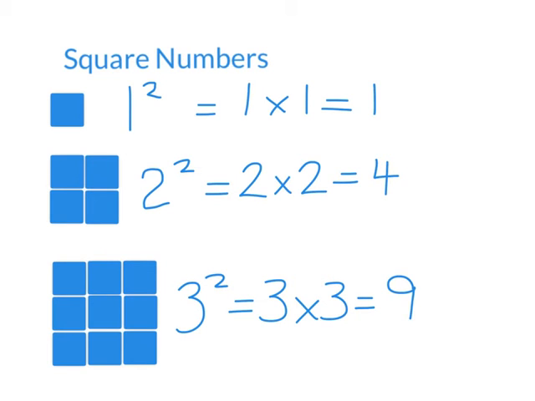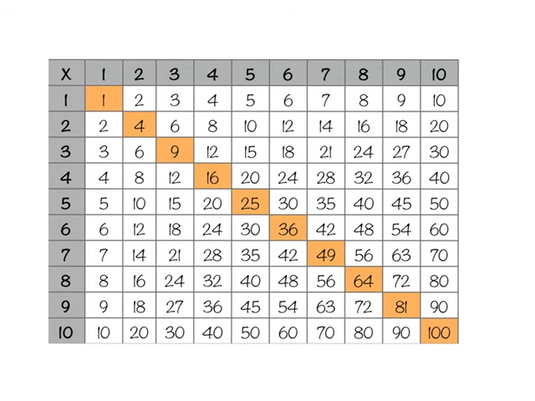And you'll see, if I look at this chart, on our standard times table grid, the numbers along the diagonal are all actually square numbers.